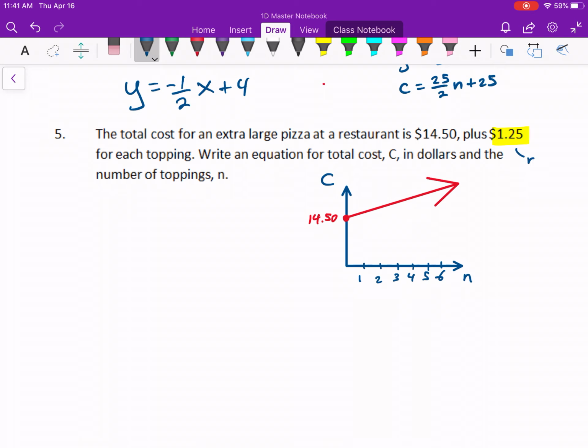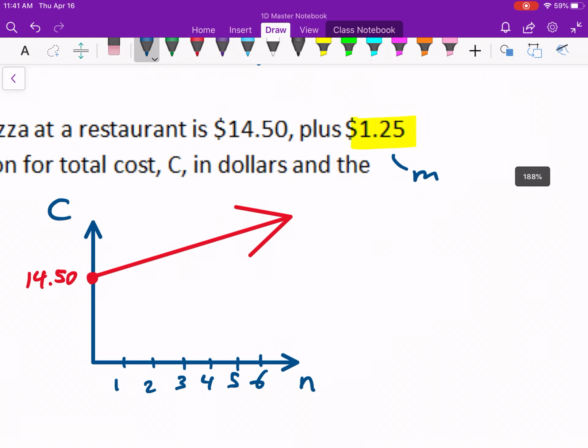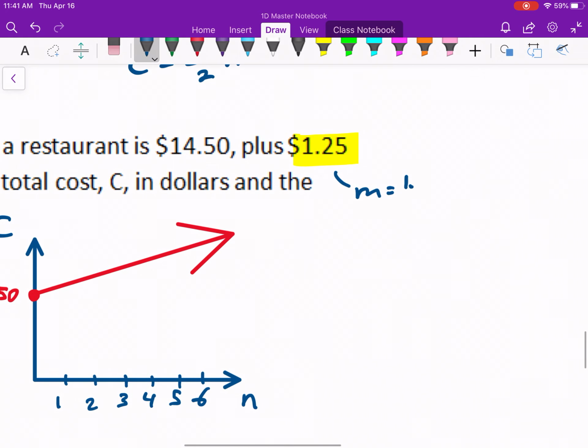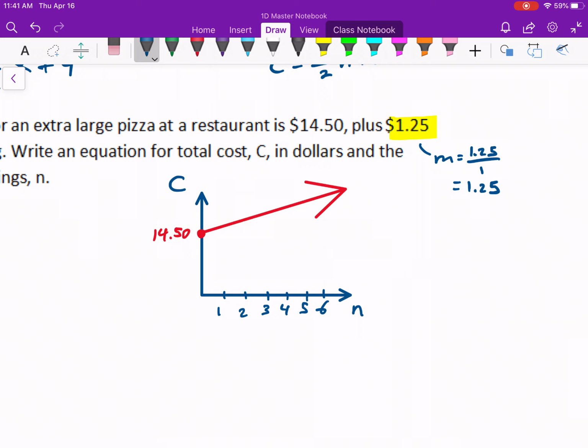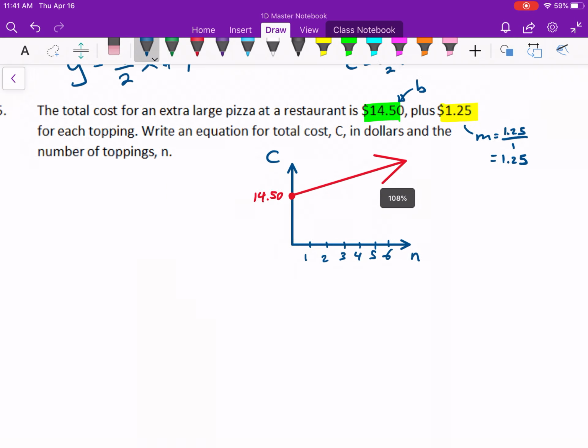Every topping I add, my rise is $1.25 per topping, which is just 1.25. I don't need to leave it as a fraction in this case. My y-intercept is where I started. So even without adding any toppings, it's going to cost $14.50.